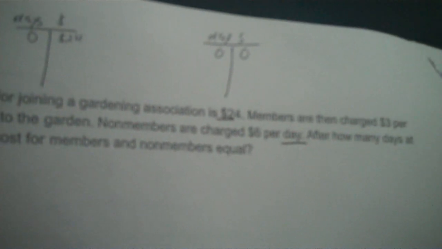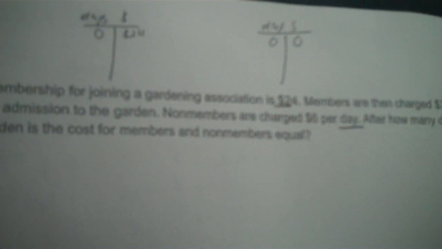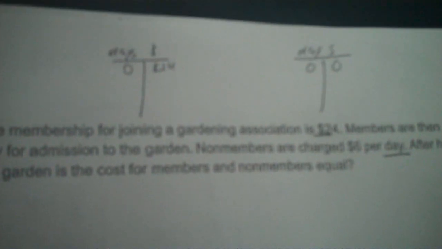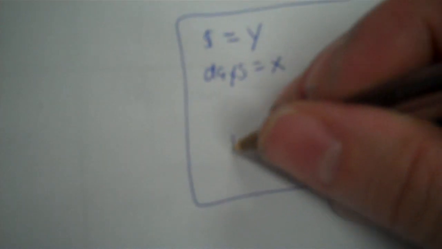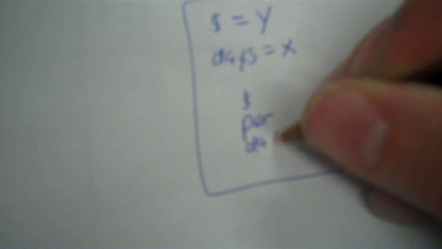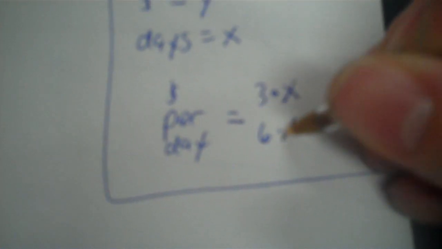Okay, and the last one here today. The membership for joining a gardening association is $24. Members are then charged $3 per day for the admission to the garden. Non-members are charged $6 per day. How many days at the garden is it that the cost for members and non-members is equal? So you've got dollars and days. So the time unit is my X, that's your independent variable. The money is Y, that's the dependent variable. Dollars per day. Well, it's $3 per day and $6 per day, but we don't add those. Those are two separate lines. So then I'm going to need two tables.